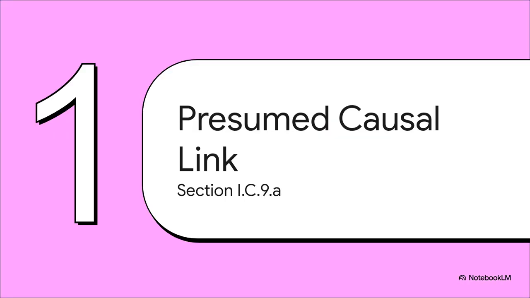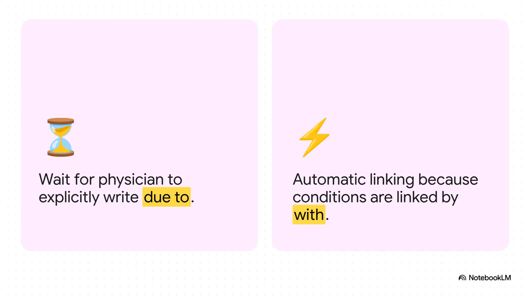Starting with Section IC 9A, also known as the Presumed Causal Link Law. We really need to decode this unique rule because it sets hypertension apart from almost everything else in the ICD-10-CM universe. There's actually a massive contrast between old coding habits and the absolute authority of the newest CMS guidelines. Back in the day, coders used to wait around for a physician to explicitly write the words due to in the chart. But the CMS guideline way, it's all about automatic linking. Because these conditions are linked by the word with in the alphabetic index, they're automatically presumed to be connected.